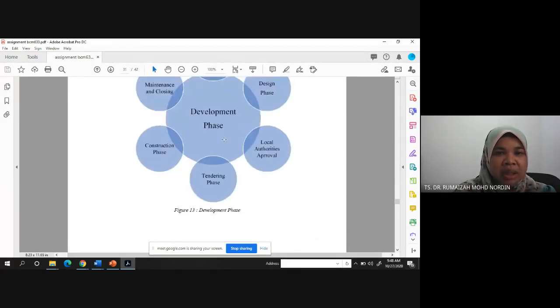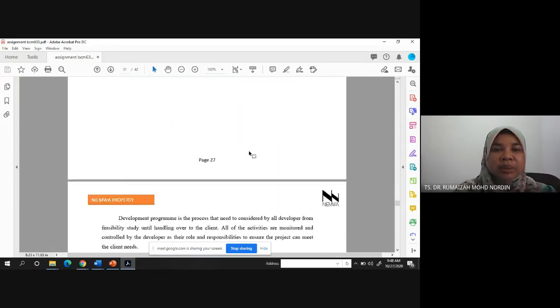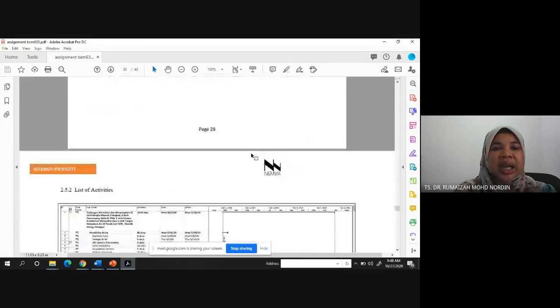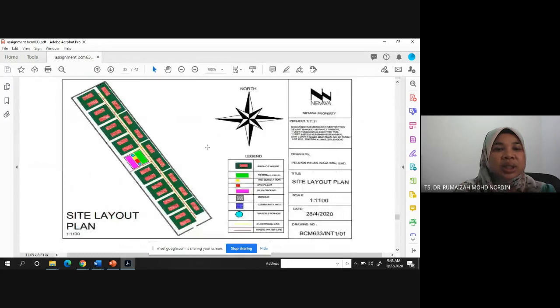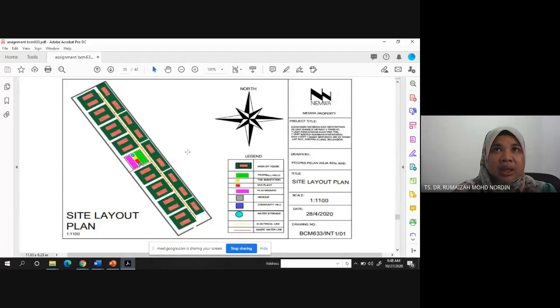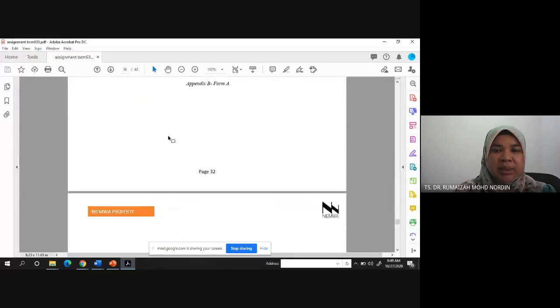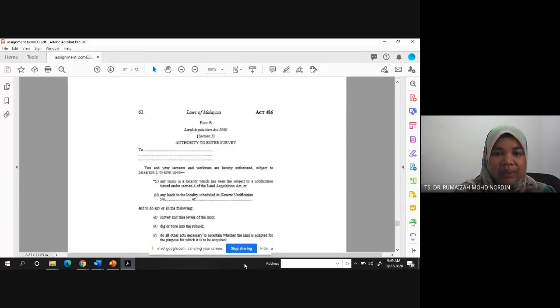Alright. And then untuk development program ni, ya. So masa ni dia belum siap lagi Microsoft project. So dia nyatakan aja development phase ni ada apa, dia punya activities. So ni contohnya. Okay. So this is the layout plan. So layout plan ni mestilah mengikut scale. Alright. So tanah dia dah ukur dan dia dapatlah keluasannya dan sebagainya. So these are the forms yang saya kata tadi, you letak je dekat dalam appendix. Okay. So itu adalah contoh yang ada for last semester.